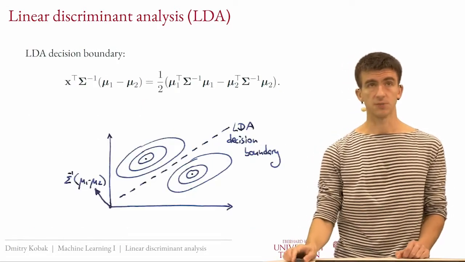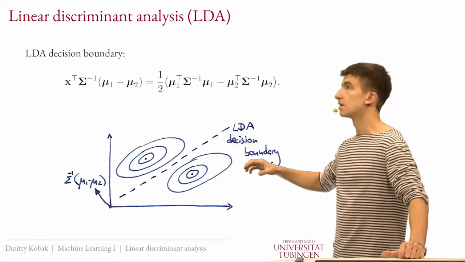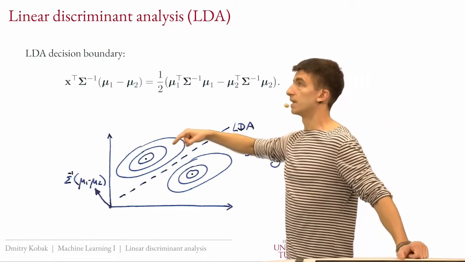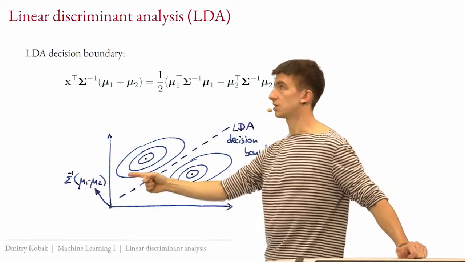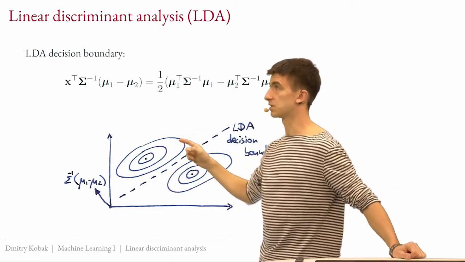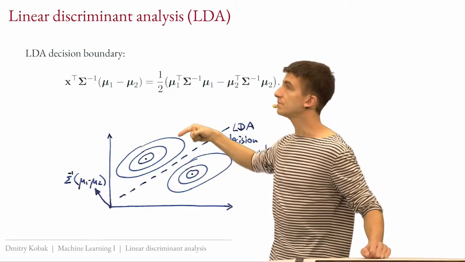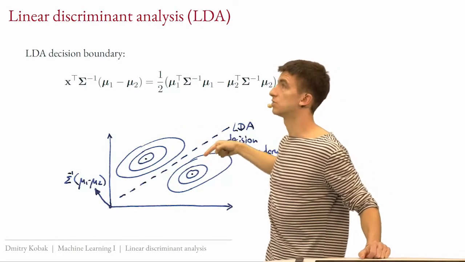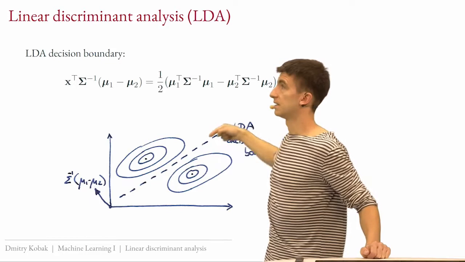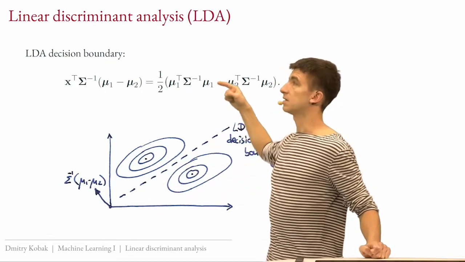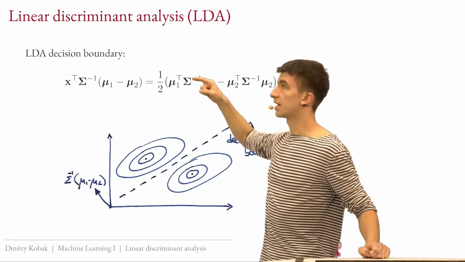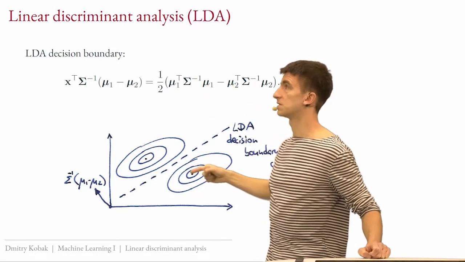So let's take a look at the picture of how it works. From now on, whenever I draw a picture for linear discriminant analysis, I will try to draw them such that the covariances are the same, right? Because this is our assumption from now on. So here's class 1, here's class 2, and the decision boundary is a line. How to see mathematically that? Make sure that you understand why it follows from this equation that this is a line.